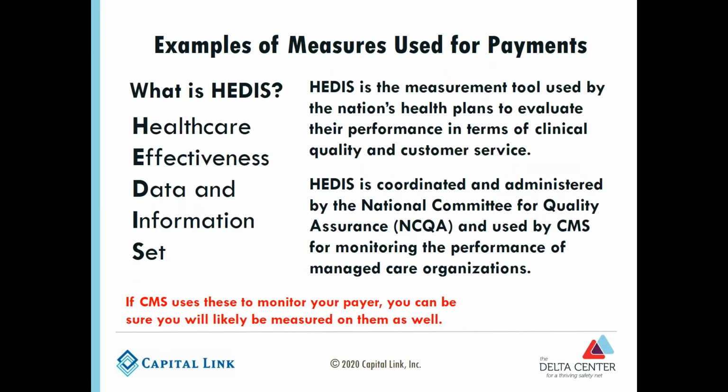So some of the measures used for payments: HEDIS, which I think a lot of us are familiar with, Healthcare Effectiveness Data Information Set. It provides measurement tools that are used to help us evaluate clinical performance and quality customer service, as opposed to financial performance. So this is all about measurements that evaluate performance in terms of clinical quality. And HEDIS, as it says, is administered by the NCQA. Most of us are very familiar with them. So this is one measure. Next, please.